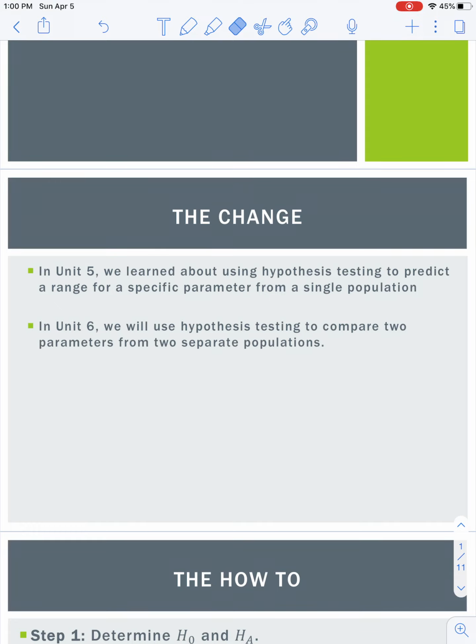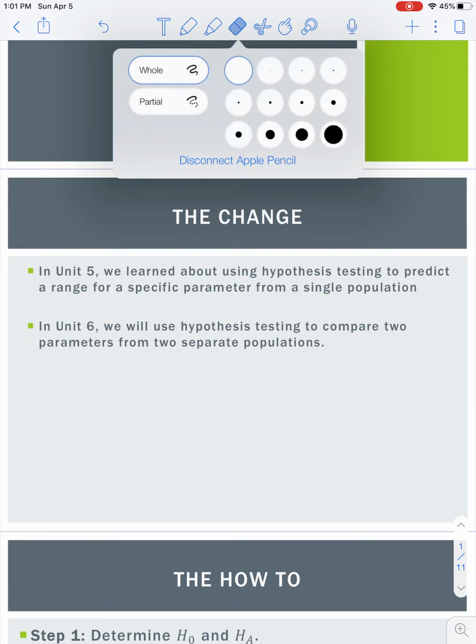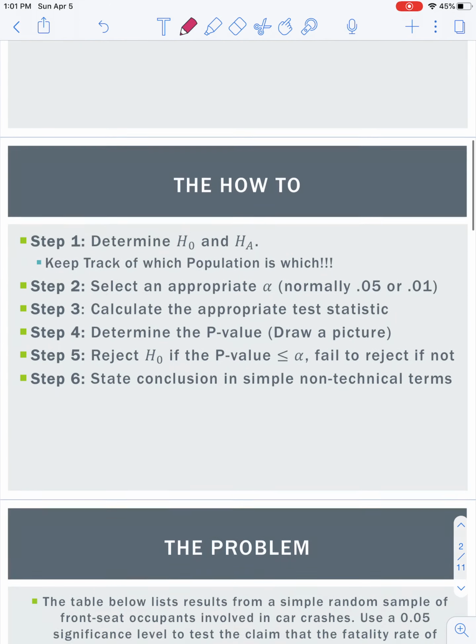In this unit, we're going to make a subtle change where we are going to start comparing two parameters from two populations. So we're going to be looking at, is the first mean bigger than the second mean? Is the first proportion not equal to the second proportion? And we're going to measure things like that. So instead of dealing with one parameter from one population, we're going to be dealing with two parameters from two populations. And that's the big change in this unit.